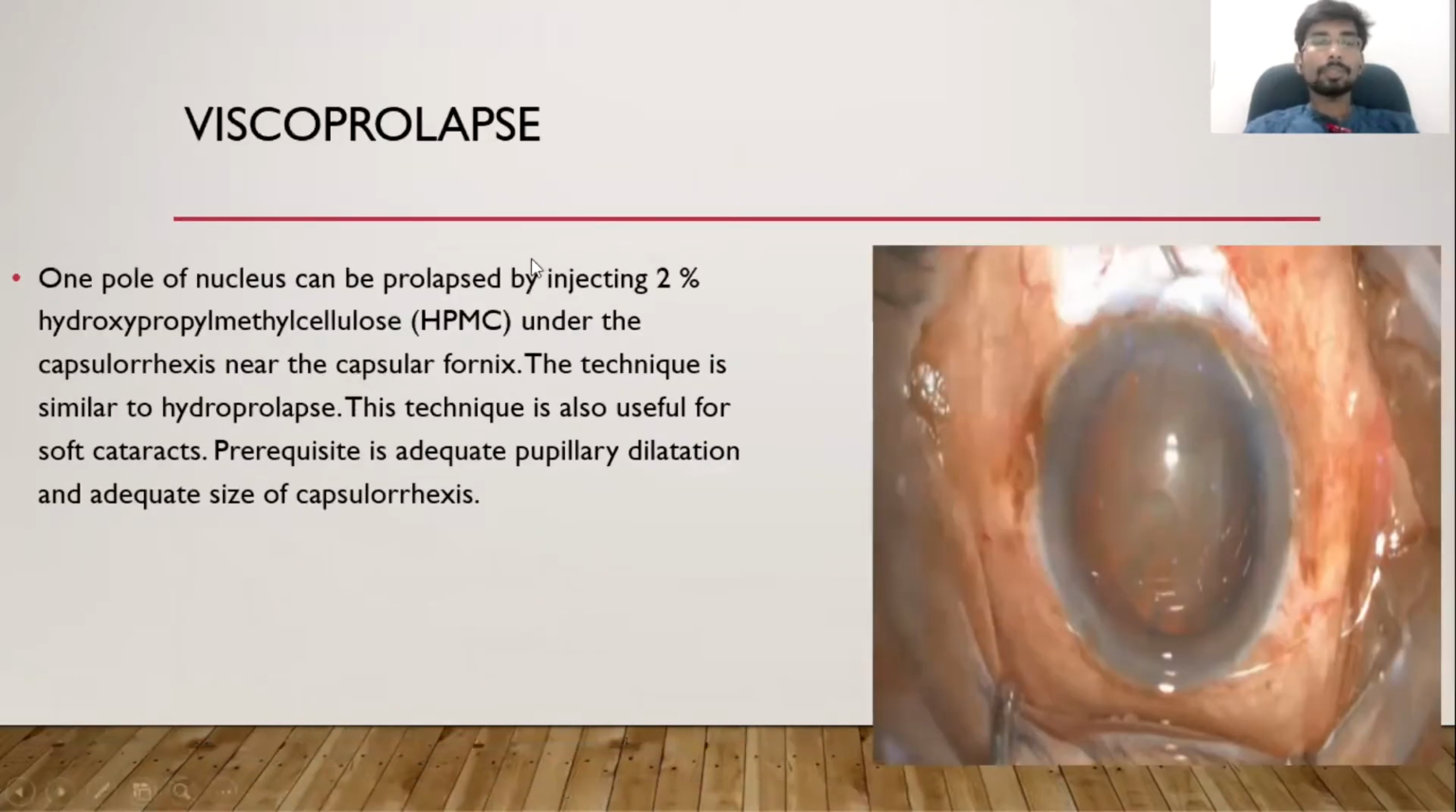Next is viscoprolapse. One pole of the nucleus can be prolapsed by injecting 2% HPMC under the capsulorhexis near the capsular fornix. This technique is similar to hydroprolapse and useful for soft cataract. Prerequisites are adequate pupillary dilation and adequate size of capsulorhexis.